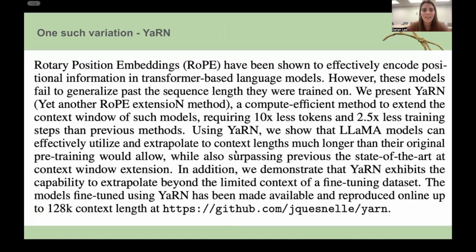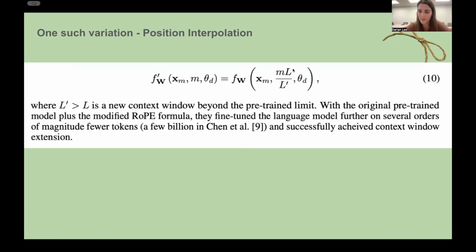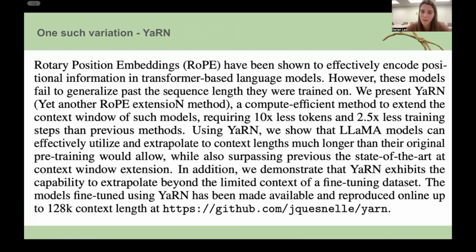There's also a variant called YaRN. I wanted to research this, but I did not have time. I believe this is what's used in Llama. It's another similar but slightly more complex way to map the new context window into the old context window when using RoPE embeddings. But you can read about this on your own if you are interested in it.